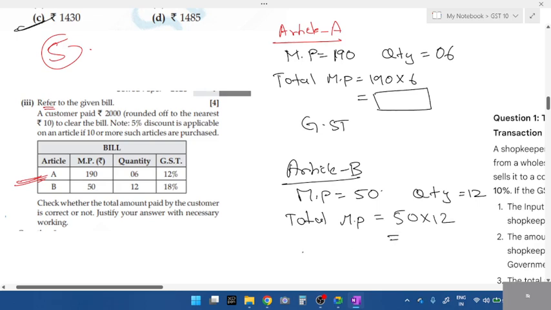On top of this, what do you have to subtract? Discount. Very good. Calculate the discount amount, students. Try this question and check if you are getting 2000.